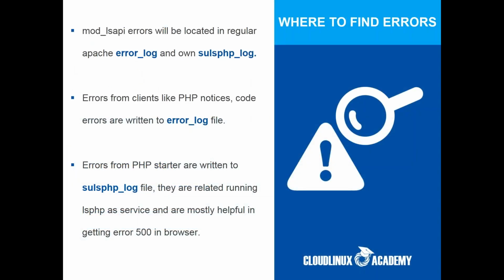Mod LSAPI errors are located in the regular Apache error log file and in its own SuLSPHP log. Errors from the client, like PHP notices and code errors, are written to the error log file. Depending on server configuration, this can be a single error log in the Apache logs directory or individual error logs per customer. Errors from the PHP starter are written to the SuLSPHP log file. They are related to running LSPHP as a service and are mostly helpful when you are getting errors in the browser.